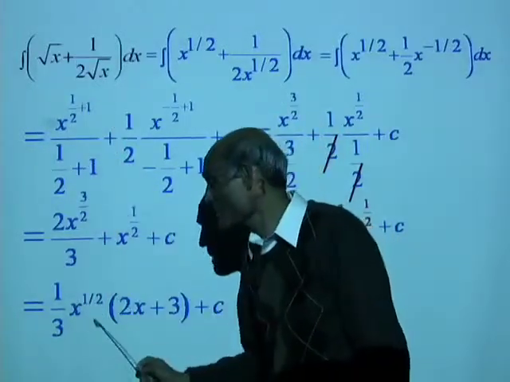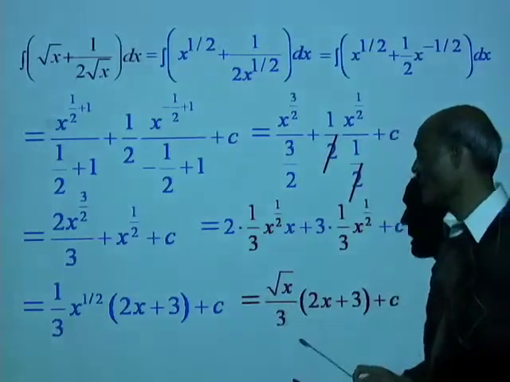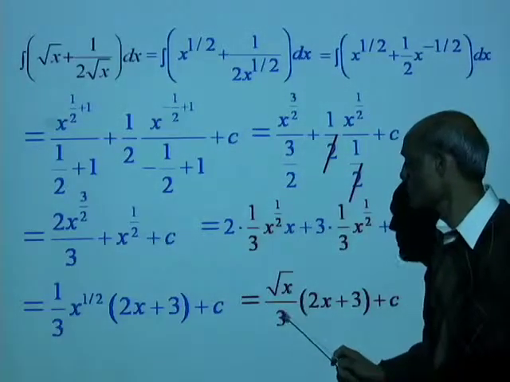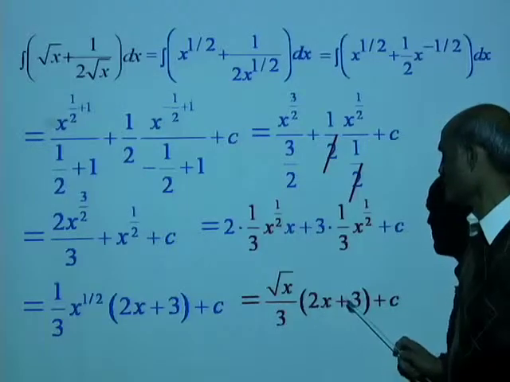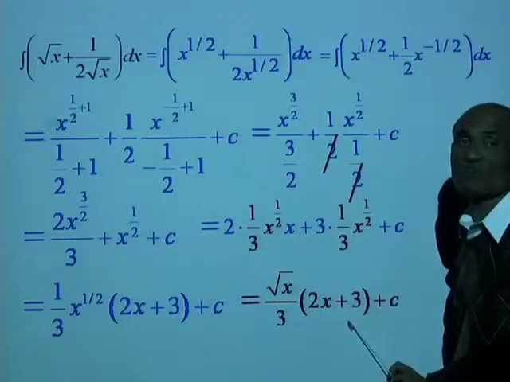So what is x to the power of 1/2? It is square root of x. So the final answer is square root x over 3 times 2x plus 3 plus c. And that is the final result.